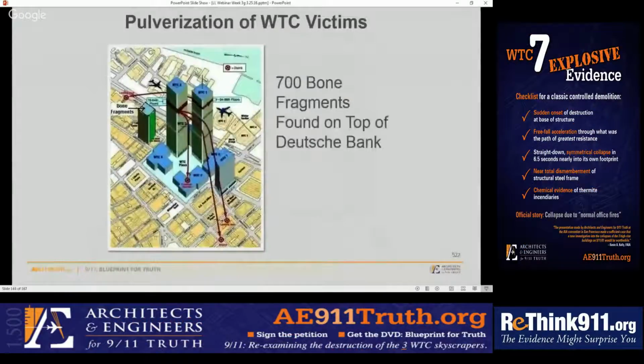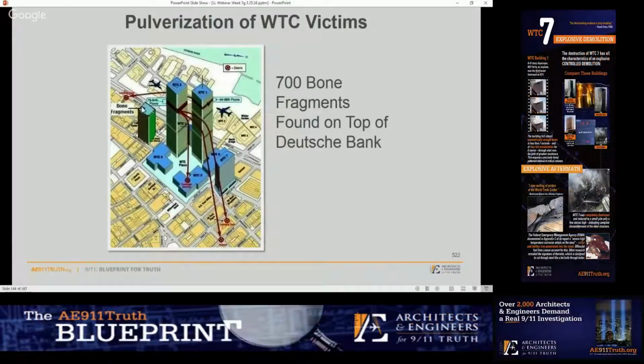Wait a minute, 700 bone fragments found on top of the Deutsche Bank building across the street from the South Tower. How could they be so small, and how did they get there? Great question. Well, they didn't come from the people in the plane which hit the tower and sent its ejections out this way. It didn't come from the people in the plane in the North Tower, because the South Tower is directly between the North Tower and the Deutsche Bank building.